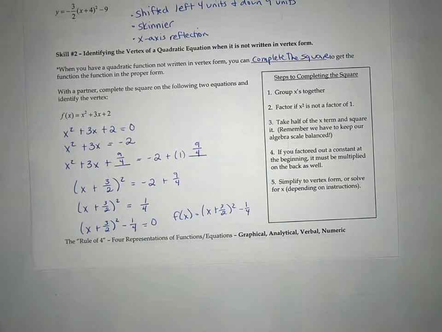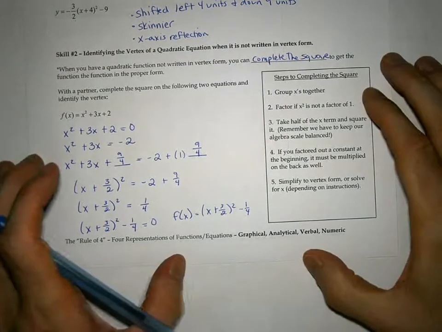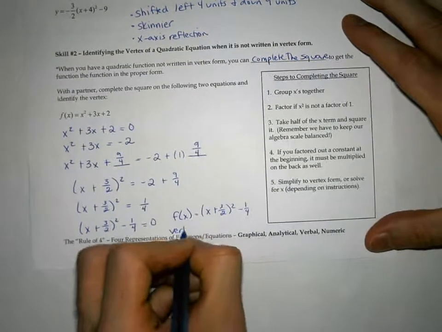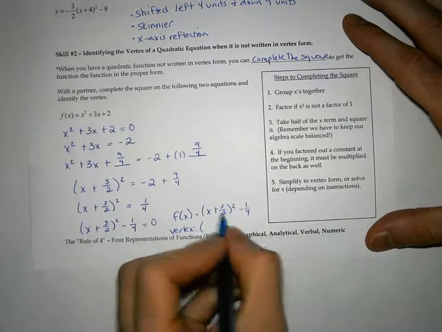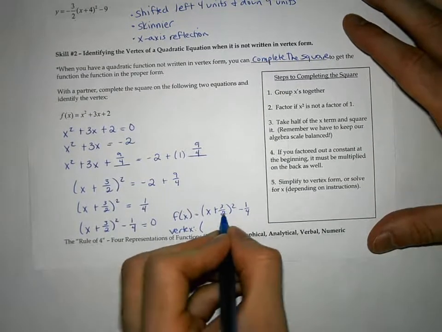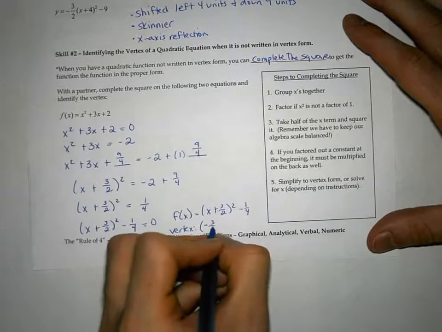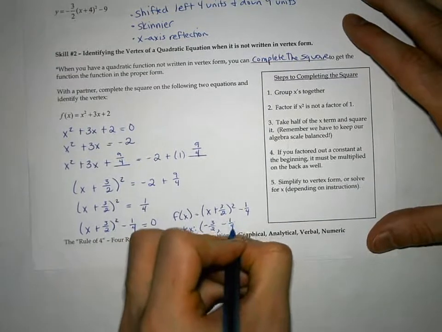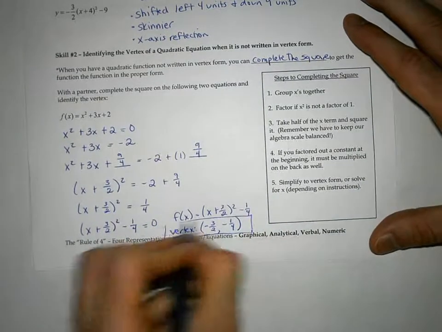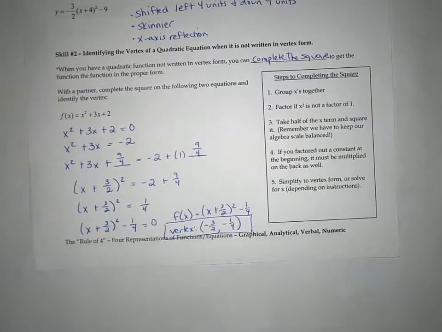So my ultimate goal then was to determine what the vertex is. The vertex is the quantity that is inside the quantity squared here, but the opposite. So it's negative 3 halves, and then my vertical movement would be a negative 1 fourth. There's my vertex.